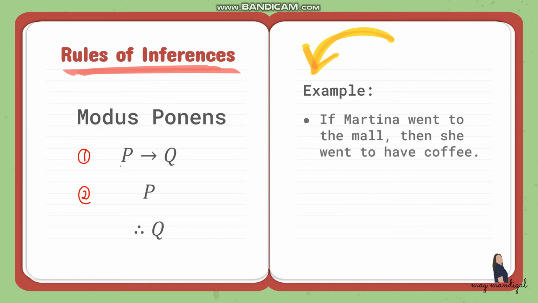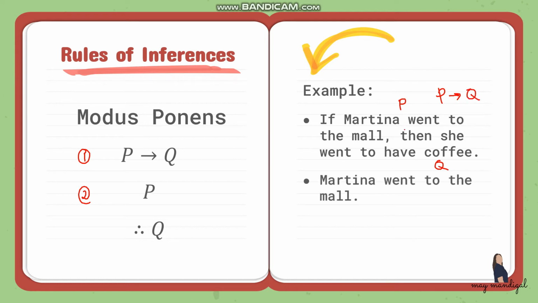So for example, if Martina went to the mall, then she went to have coffee. In this case, the first premise is an implication that if Martina went to the mall, then it implies that she went there to have coffee. So Martina went to the mall is P, she went to have coffee is Q. So what we have here is if P, then Q.